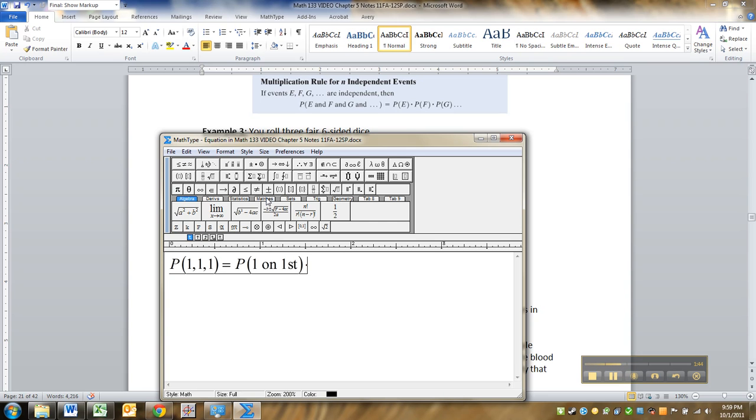Sounds like the old Laurel and Hardy. Who's on first? What's on second? I don't know. Third base.